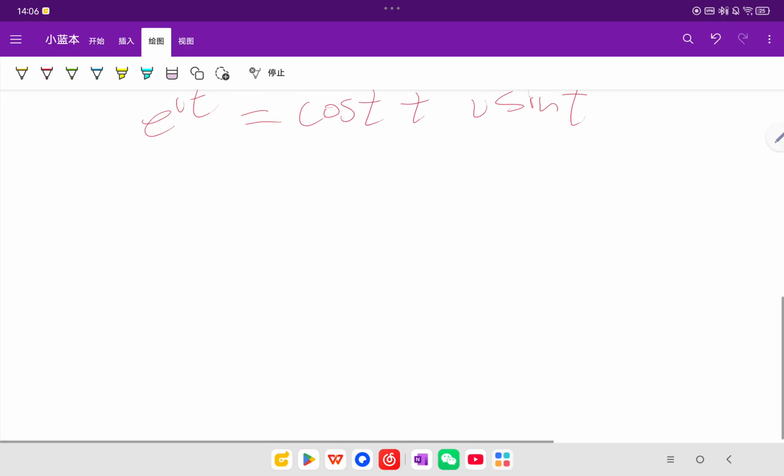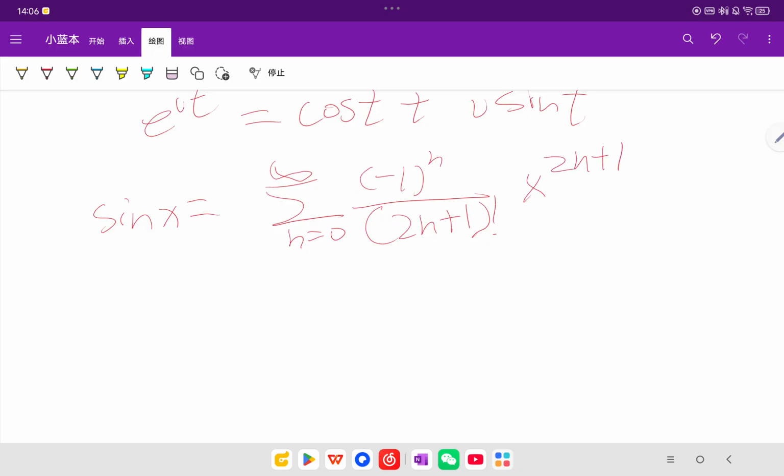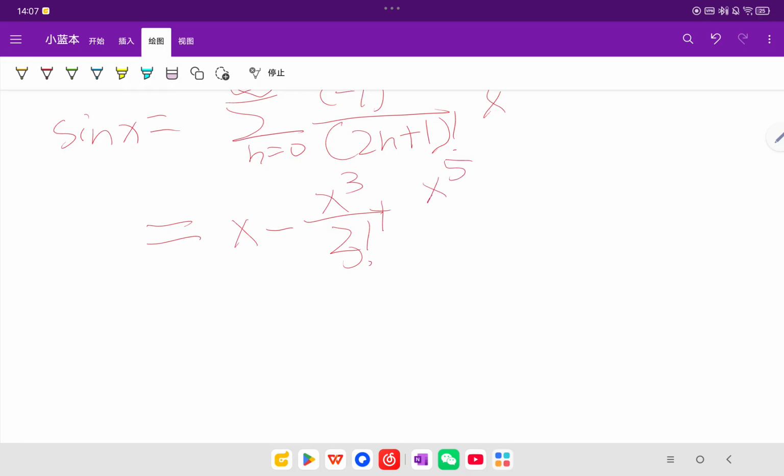And our second method is going to be using Maclaurin series. The Maclaurin series is like this. Sine x equals the sum from n equals 0 to infinity of negative 1 to the nth power divided by (2n plus 1) factorial times x to the 2n plus 1 power. Let's list a few terms to see what it looks like: x minus x to the third power divided by 3 factorial plus x to the fifth power divided by 5 factorial, and so on.